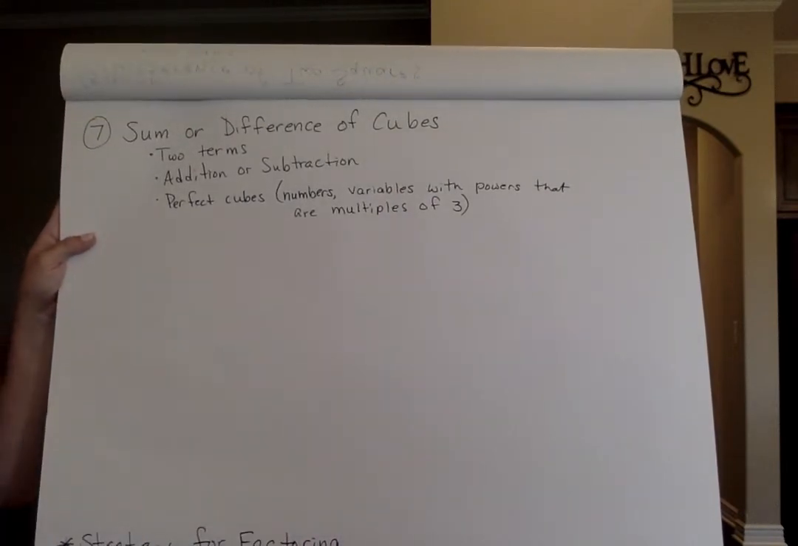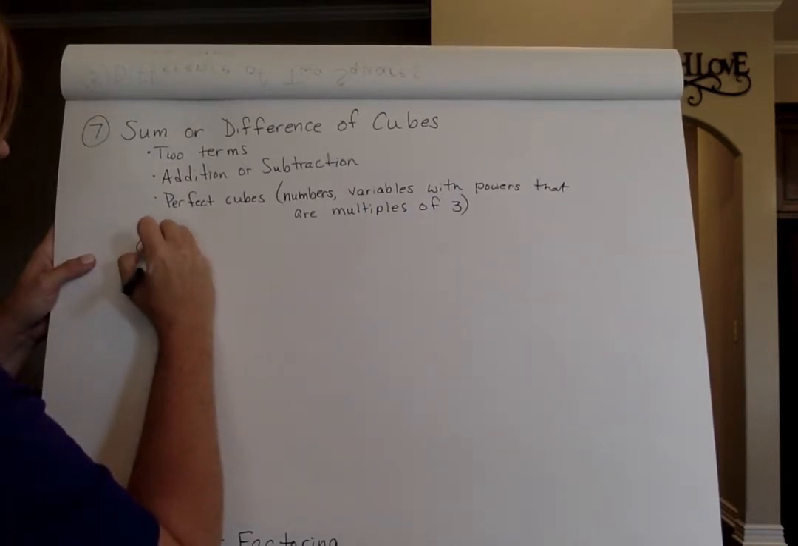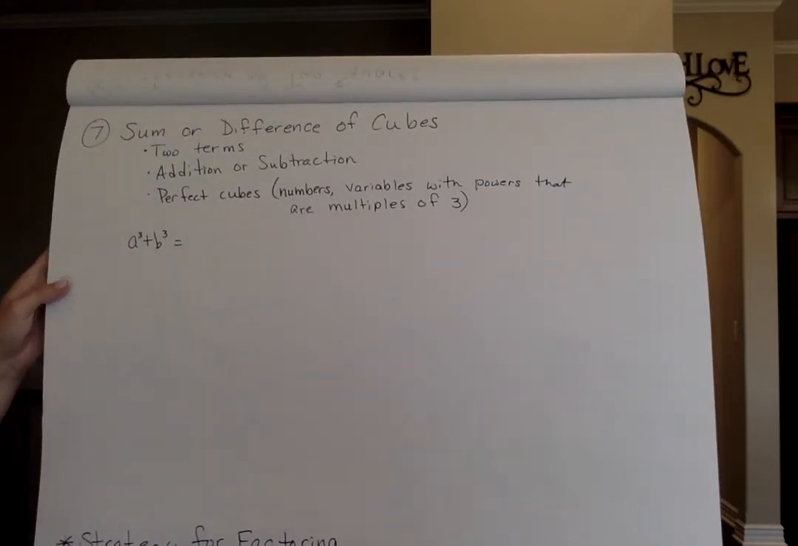Okay, that's what we mean by perfect cubes when we're talking about variables. So there are some, again, a couple patterns, sort of like the difference of squares factoring, sort of like some of those special products we talked about in P4.